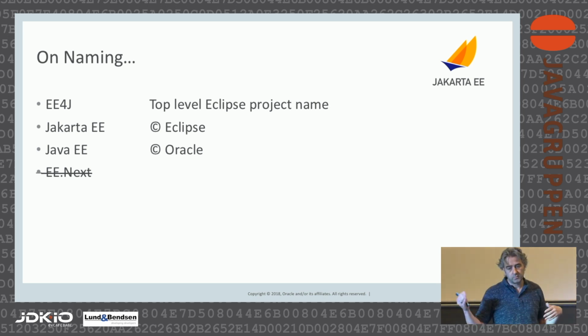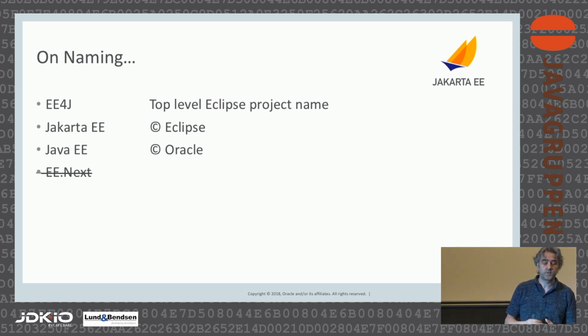And if you don't really understand the difference between Jakarta EE and EE4J, EE4J is the technical project name. So there is an EE4J GitHub organization that is hosting all the code. But if you don't know which name to use, just use Jakarta EE and you'll be on the safe side.